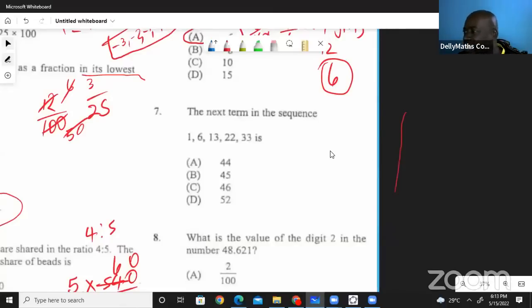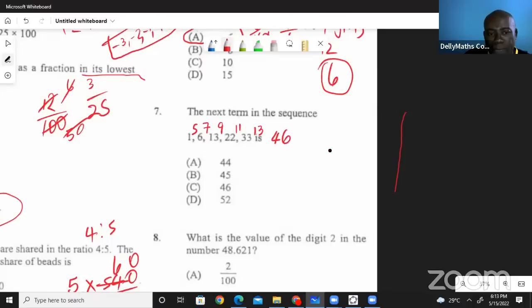All right, so let us check. Let's check the pattern. We're looking at 1 to 6, so that's a difference of 5. And then 6 to 13, that's a difference of 7. And then 13 to 22, if you subtract these two, you get 9 between them. And then you realize, oh, so there's a pattern. I'm getting 5 between them, then 7, then 9, then 11. So I am expecting to get 13 between them. So my final answer must be 46.